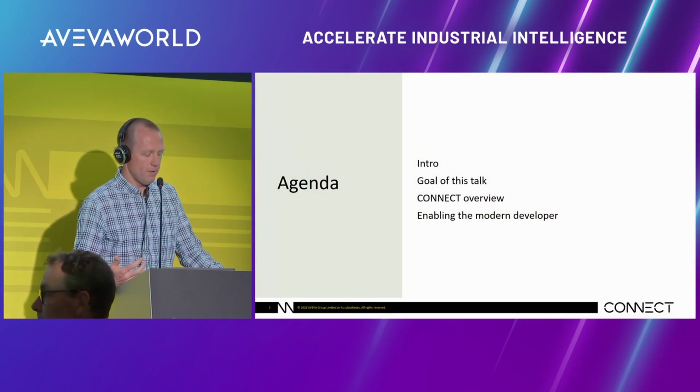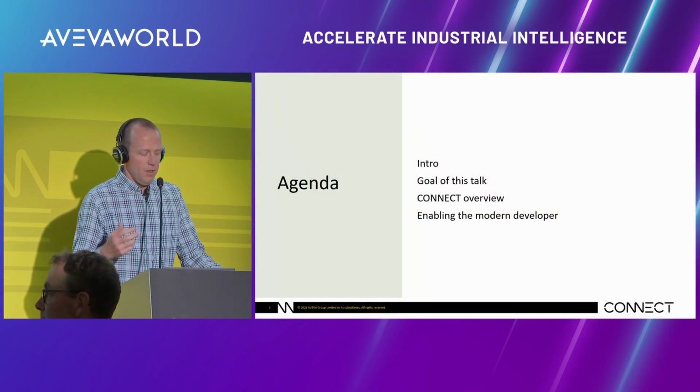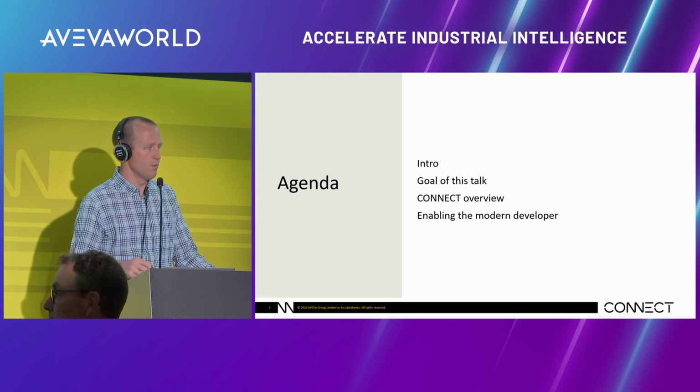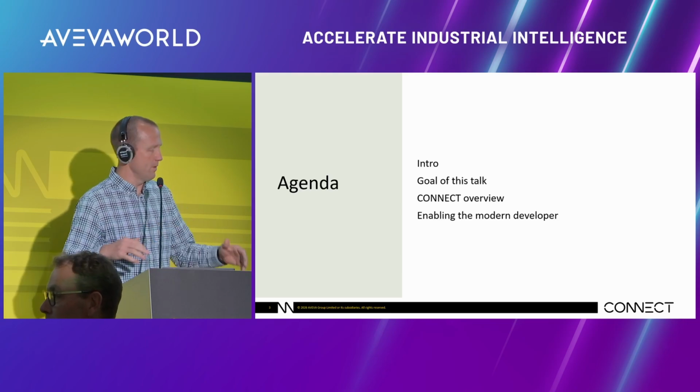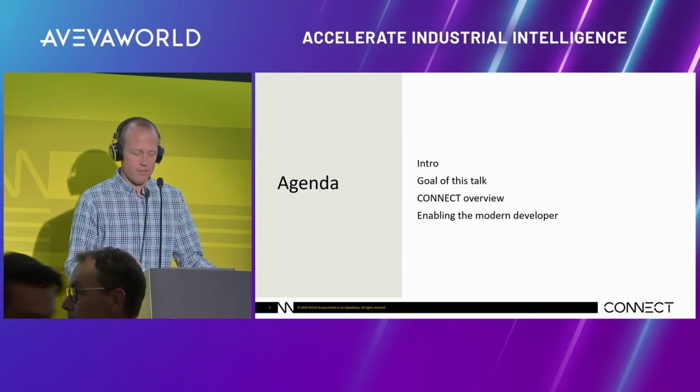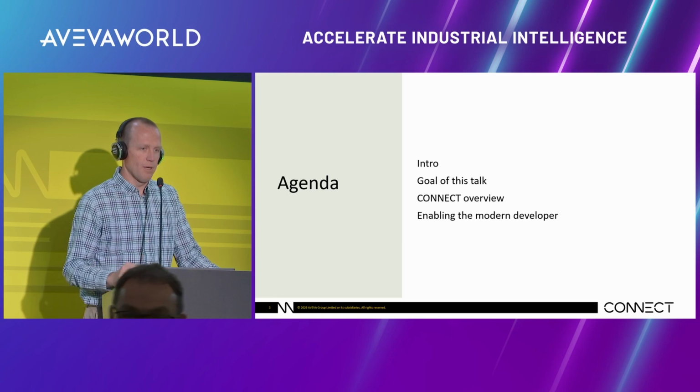So my plan for the talk today, I'm going to give a little bit of an intro, kind of going through that right now. I'm going to go through what the goal of this talk is. I'm going to give you a Connect overview, which you probably already have if you're here in the Connect Lounge, but we'll talk about that real fast. And then I'm going to talk about how we're enabling the modern developer.